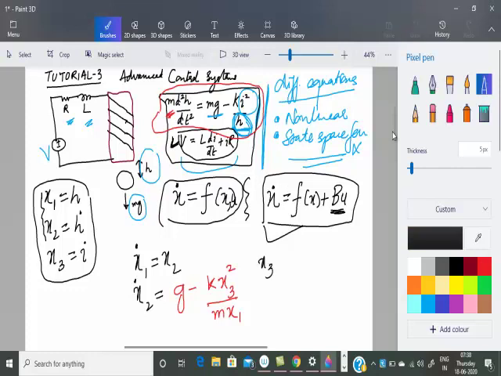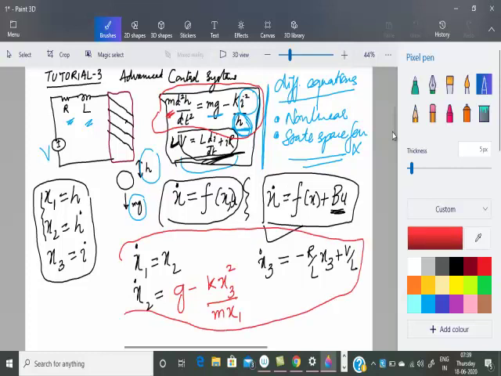And the third state equation would be x3 dot from this equation here, right? x3 dot is equal to, you have to divide this by L, so this will be minus R by L x3 plus V by L. So this is the state space description of the system, right? Very simple.